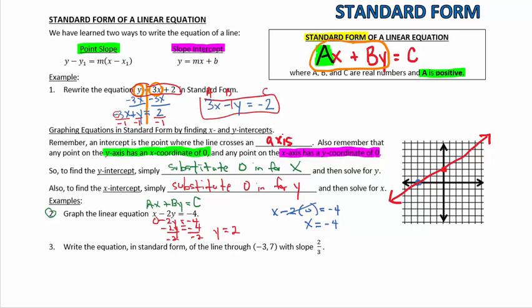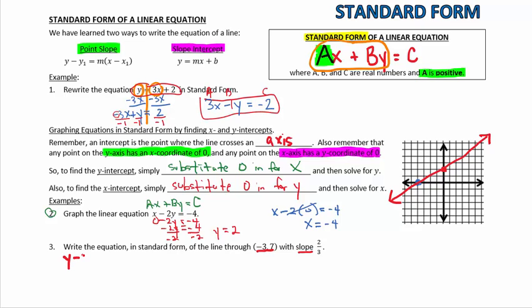Okay? Alright, the last example we're going to do is write the equation in standard form of the line that passes through negative 3, 7 and has a slope of 2/3. So what I want to remember is that if I have a point and a slope, then using point-slope form is the best way to write the equation.